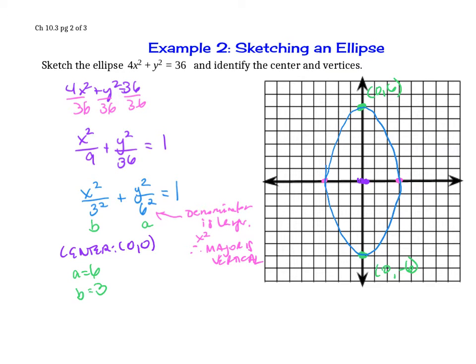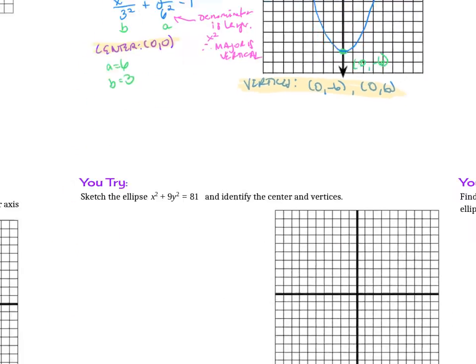And now we just need to identify the vertices. The vertices, which we labeled earlier, are 0, negative 6, and 0, 6. So we identified the center, which was 0, 0, and the vertices 0, negative 6, and 0, 6, and then our sketch here. So try this next example.